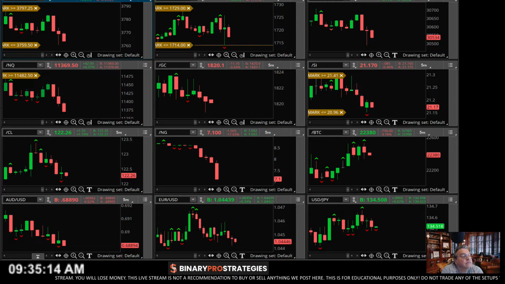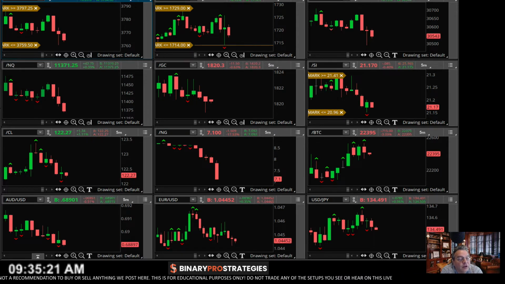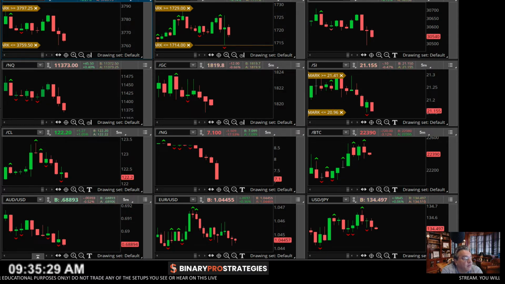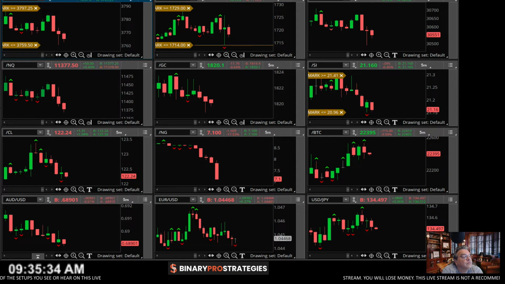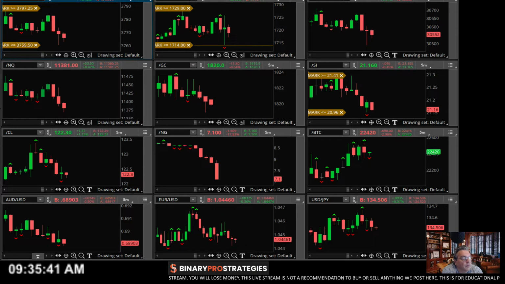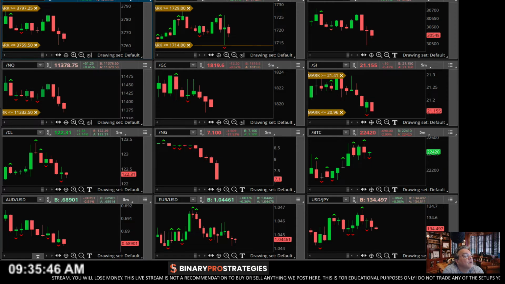Reverse sell. Okay, we did now get a reverse sell on the mini NASDAQ. Let's get a new target on that. The target on that is now going to bring us down to 113.32 and a half. And if we need to reverse, that's going to be a new reversal at 114.45.